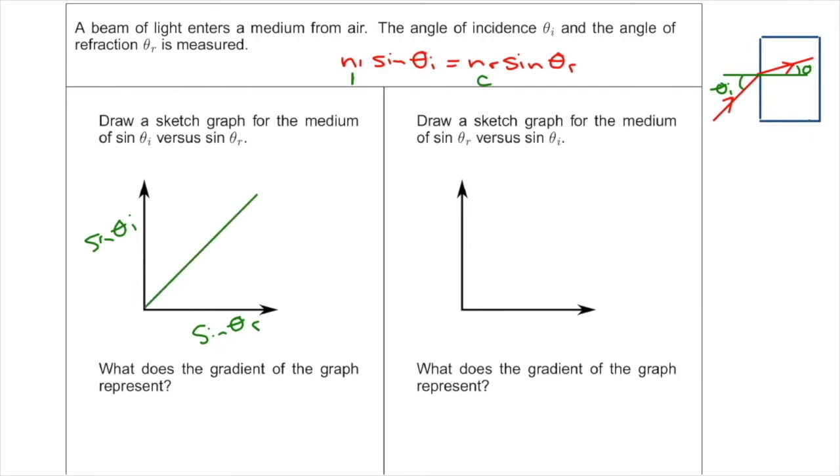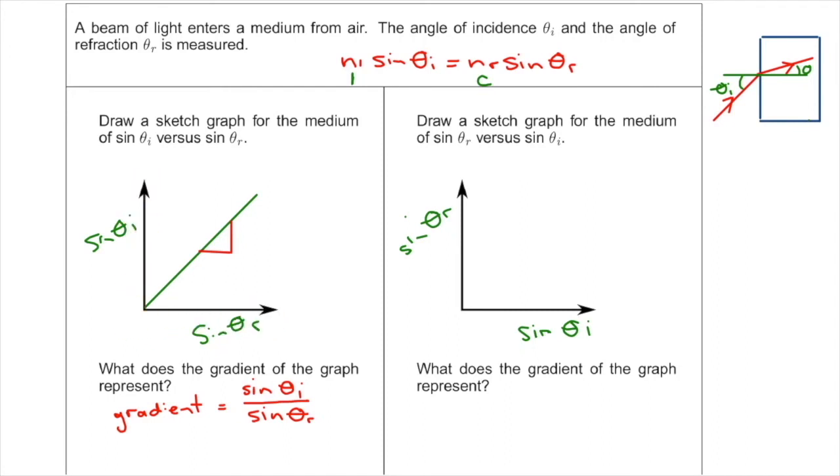In the second one, they ask us to draw a sketch graph, but now for sine theta R versus sine theta I. Now the relationship is still directly proportional, so this is also going to be a straight line through the origin. Now in the first one, they ask us for the gradient of that graph, and here the gradient is y-axis, which is now sine theta I divided by sine theta R.